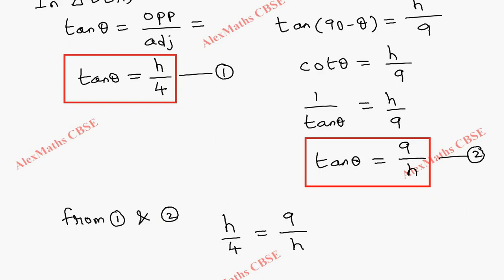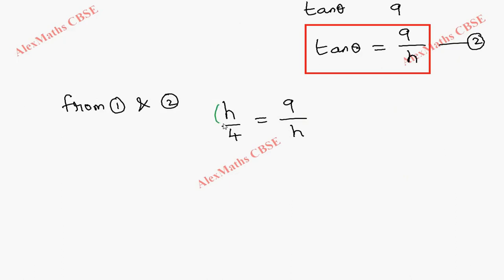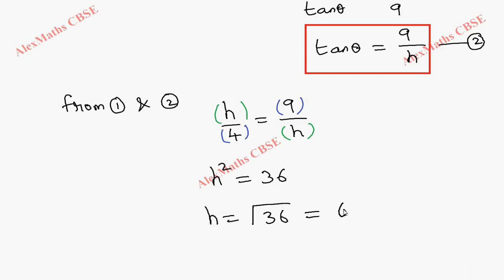Now we are going to cross multiply this. For that we multiply these two. So that is H into H, which is H square, and on the other side we have 4 into 9, which is 36. So from this H is root 36 and we take 6 and it is 6 meter. Actually when we take the square root we put plus or minus, but since it is a distance we ignore the negative value and therefore height equal to 6 meter.